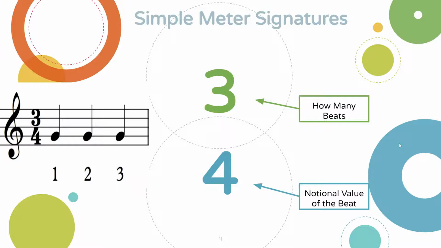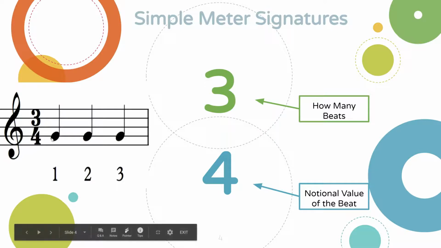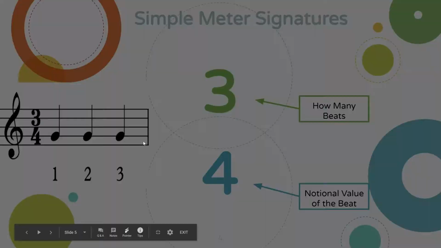This one would sound like 1, 2, 3, 1, 2, 3. And the reason it sounds like that is because the 4 on the bottom represents the notation value of the beat. So 4 equals a quarter note. And 3 is how many beats. So how many blank, and in this case, quarter notes. So 3 quarter notes. And we can see that on the left. There's 3 quarter notes right there.